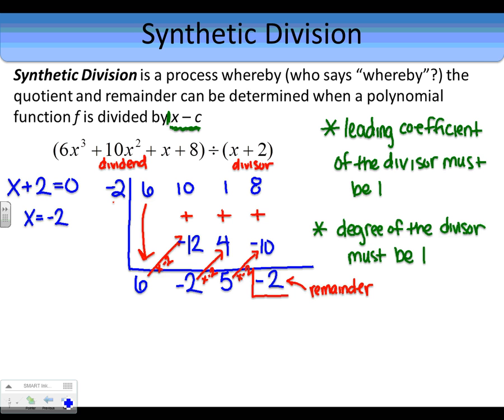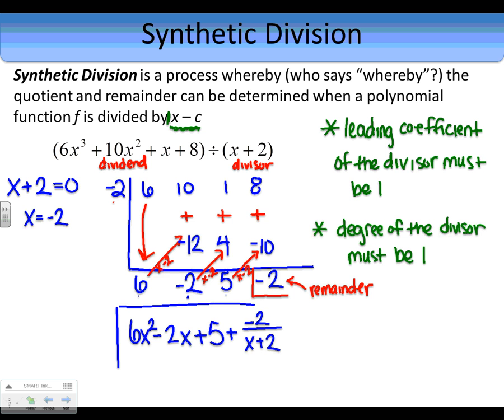So my new answer, I'm going to take that 6, and I know the degree of my polynomial is going to be x squared, so 6x squared minus 2x plus 5. That comes from these 3 numbers here, plus my remainder, which is negative 2, over the divisor, which was x plus 2. So that's going to be my answer. Okay. Let's go ahead and try another one.